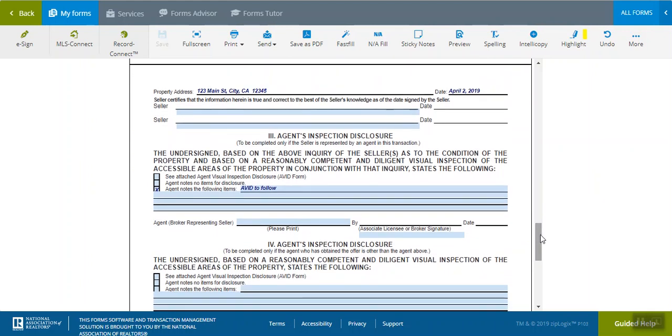The last page requires signatures of all parties and also refers to the AVID. If you have already completed your AVID, you're going to check mark the first box. If not, you can check mark the last box and type in AVID to follow.